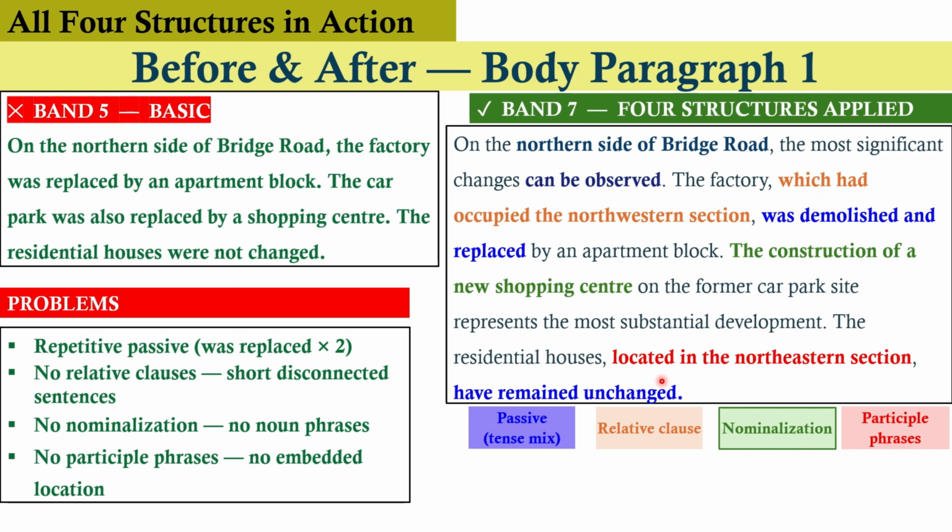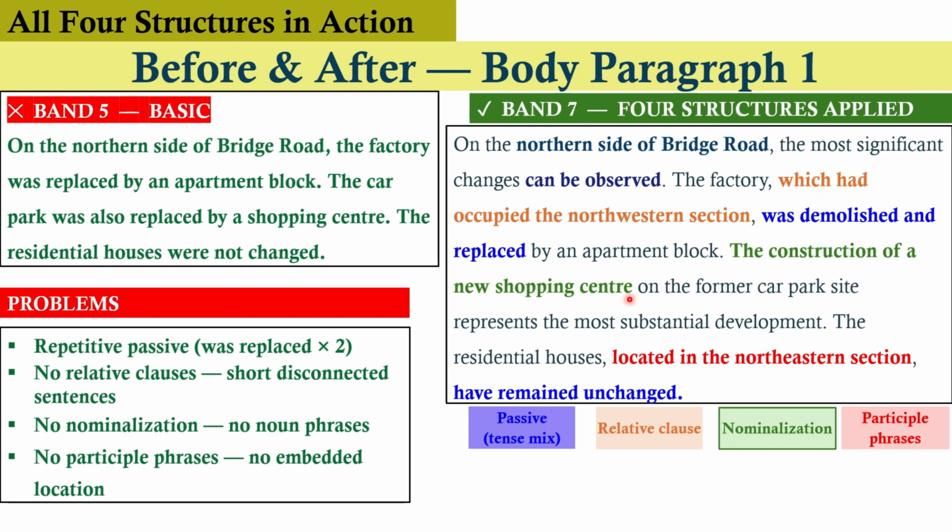The orange highlight shows a relative clause, which had occupied the northwestern section. Instead of creating a separate sentence, the location information is embedded directly into the description. The green highlight shows nominalization, the construction of a new shopping center. Notice how a verb has been converted into a noun phrase, creating a more academic style.